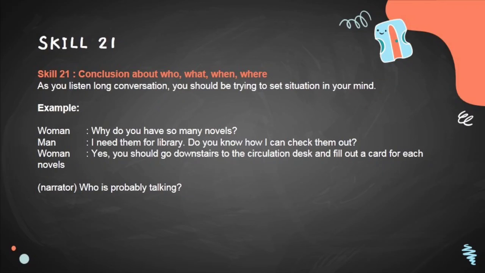Skill 21. Conclusions about who, what, when, and where. As you listen to each long conversation, you should be trying to set the situation in your mind. You should be thinking the following thoughts. First, who is talking? Second, when does the conversation probably take place? Third, where does the conversation probably take place? Fourth, what is the source of information for the conversation?